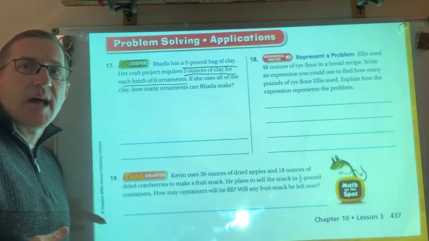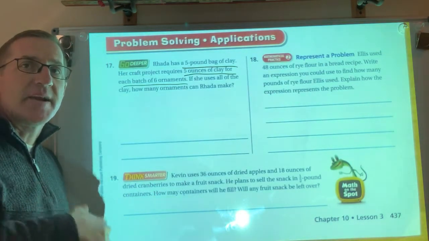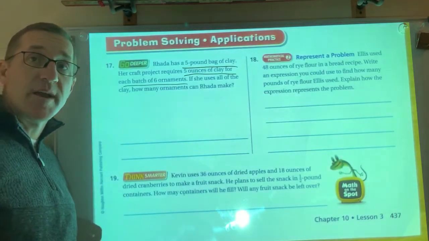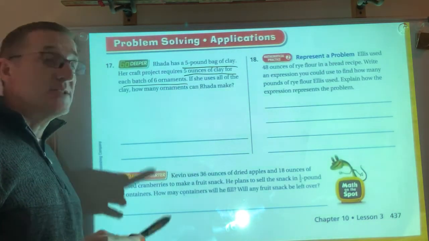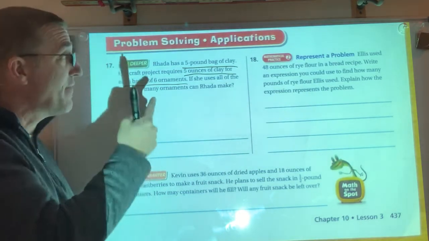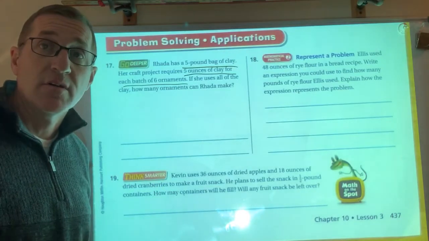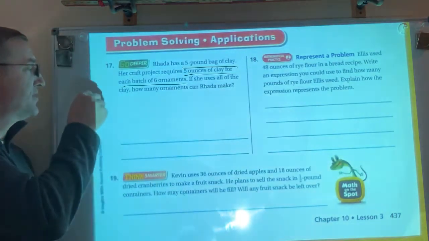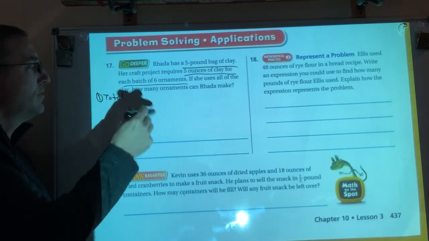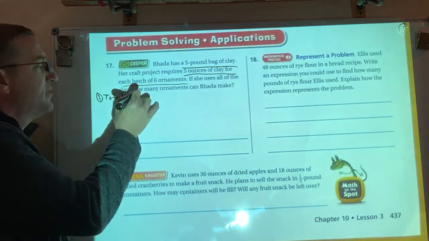I mean, what's the first step? What is she using to make her batches that give us the ornaments? I mean, it's kind of a stepwise process, right? Yeah, she's using ounces, right, to make it. She needs 5 ounces to make one batch, but we have it in pounds, so what do we need to do? Convert, right? So first thing we want to do is find total ounces.